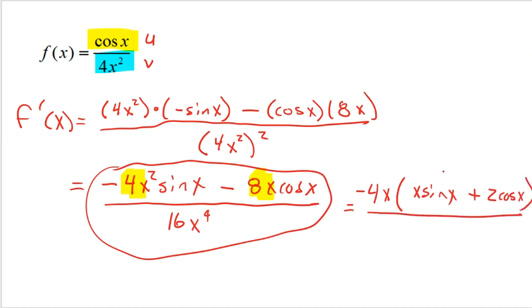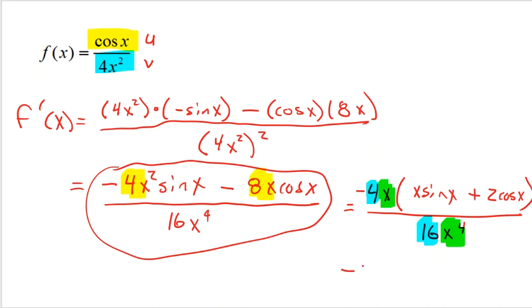Again, if you don't believe me, just distribute to see that there's the negative 4x squared and there's the negative 8x. But factoring it out is going to make it look a little cleaner, divided by 16x to the 4th. Now I can cancel, right? This 4 and this 16 can reduce to a 1/4. This x and this x to the 4th can reduce. The x in the numerator will cancel with one of the x in the denominator.